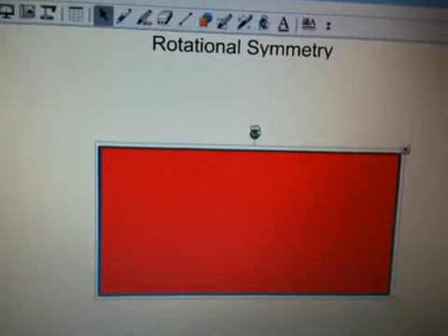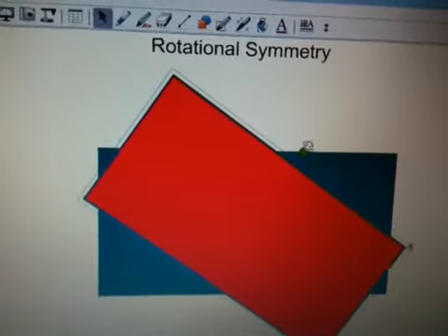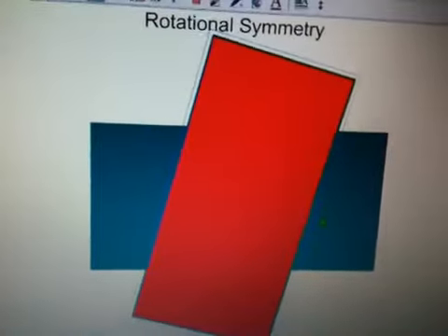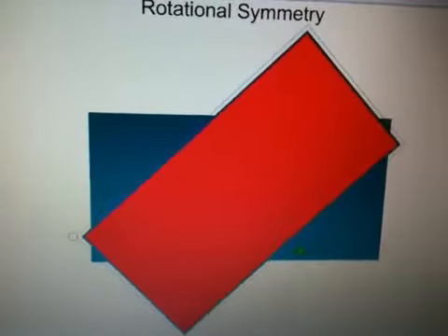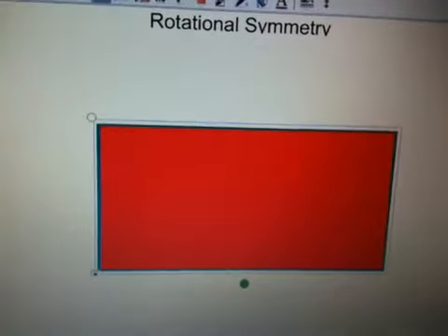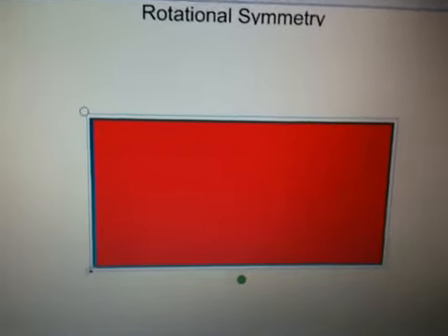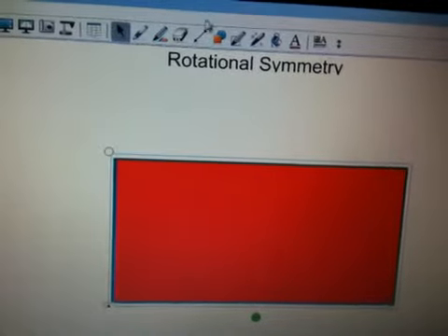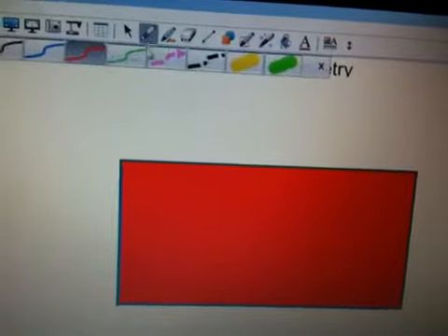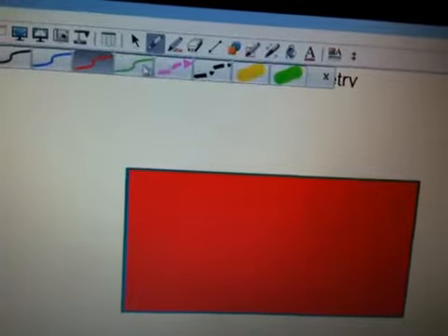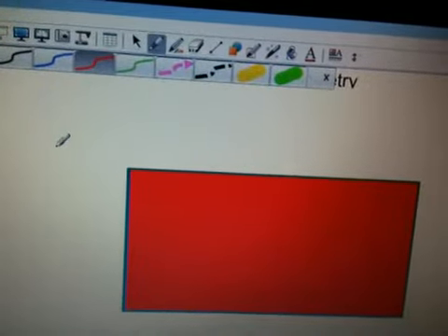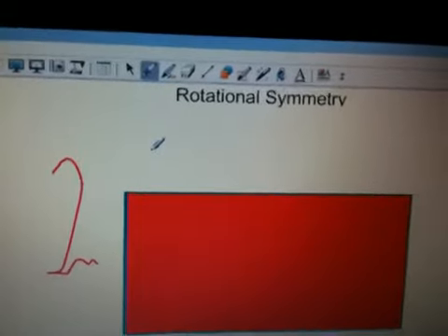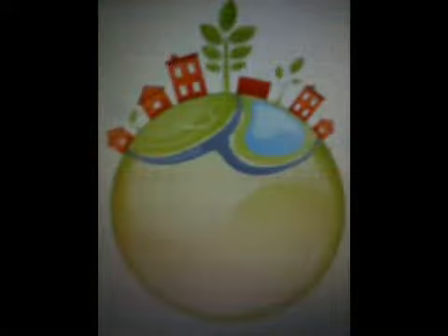So I would count one, no, keep spinning, and now I'm back to my starting point, but there's two. So I would say that this shape has a rotation. An order of rotation is the terminology that I would use. It has an order of rotation of 2. There's my 2. Okay.